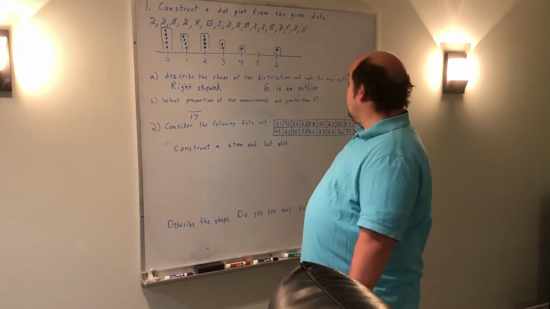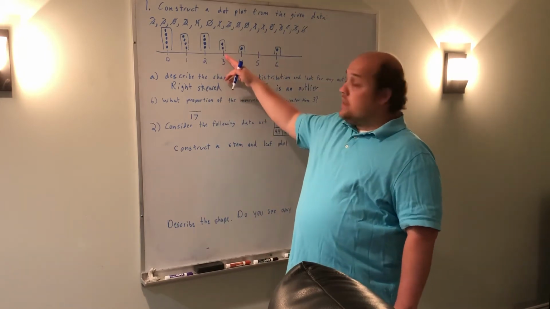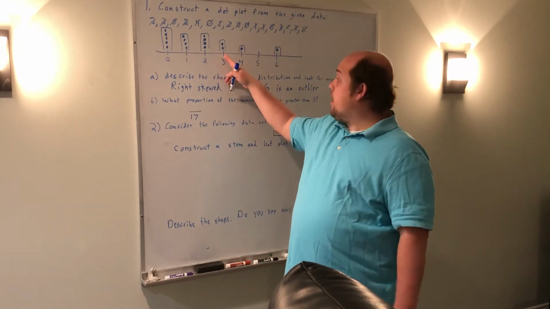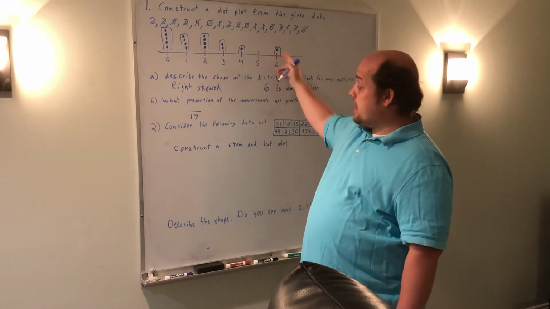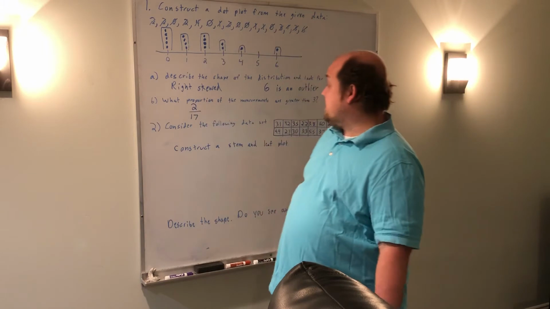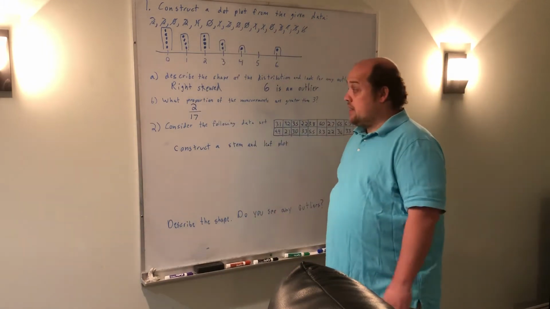Of those, which ones are greater than 3? Well, these are equal to 3, so they don't count. 4 is greater than 3, it counts. 6 is greater than 3, it counts. So 2 of the 17 are greater than 3.